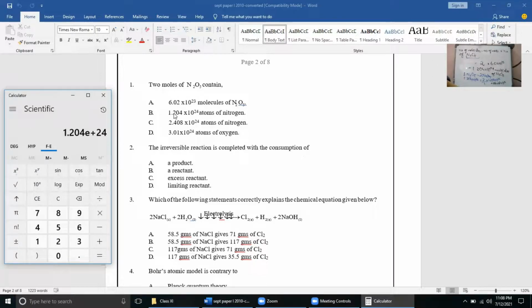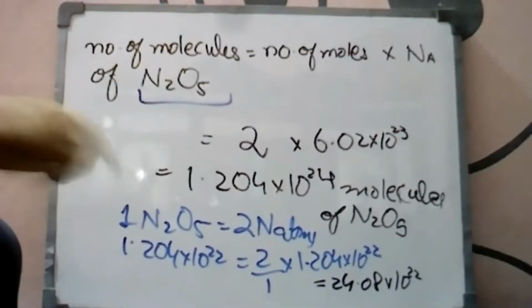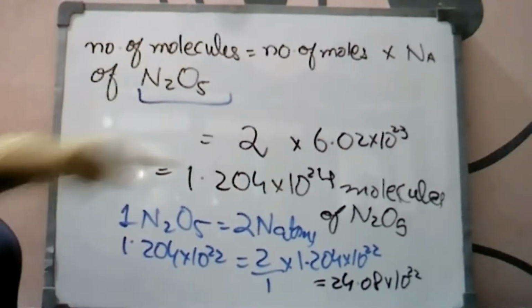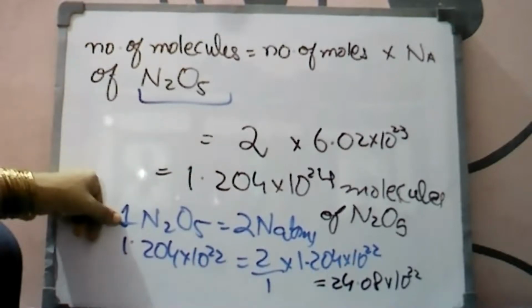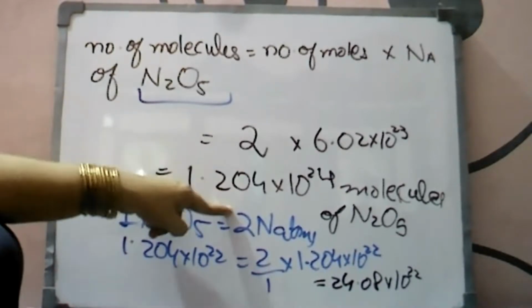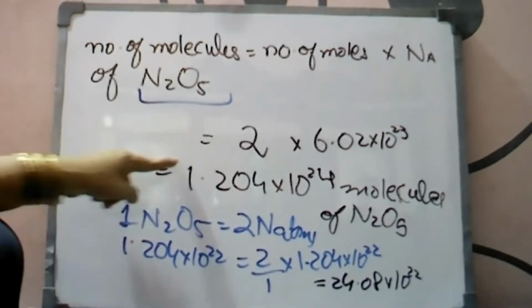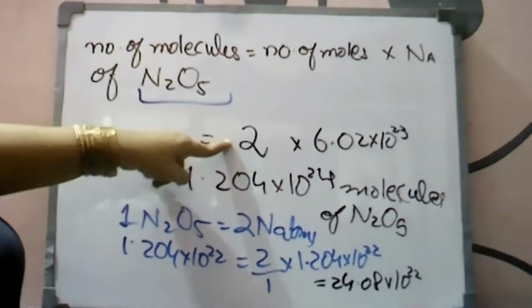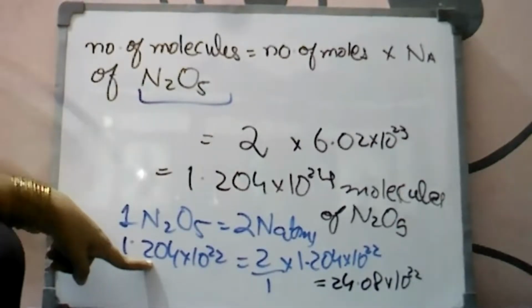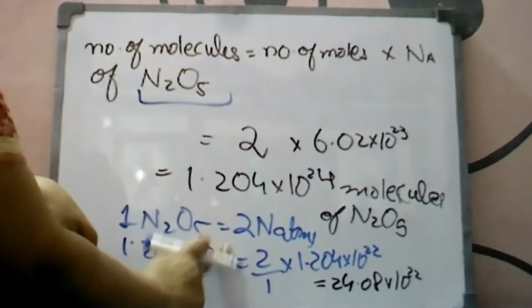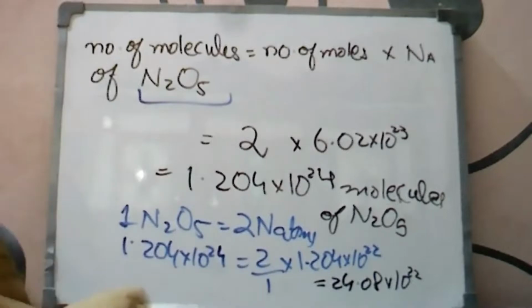Now let's move to the next option. Here it is written atoms of nitrogen. So you need to find nitrogen atoms in this many molecules of N2O5. Here you will use the relationship between N2O5 molecule and nitrogen atoms. One N2O5 molecule contains 2 nitrogen atoms. So 1.2 exponent 24 molecules, which we have calculated from 2 moles, will contain how many nitrogen atoms.